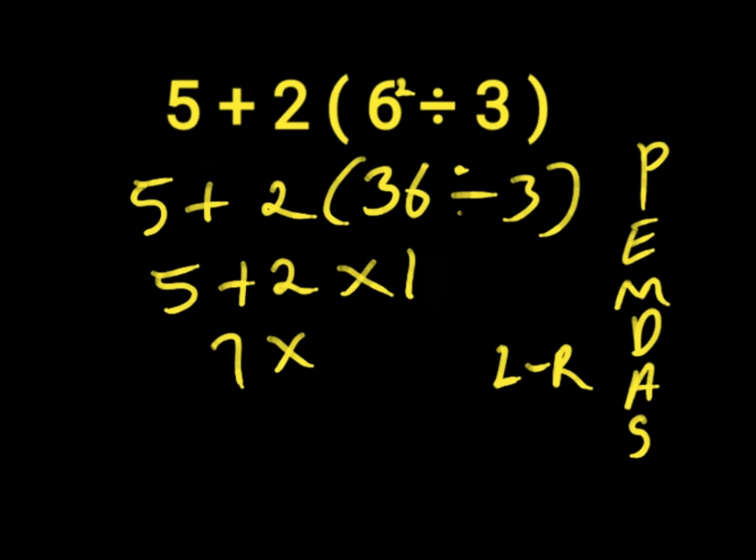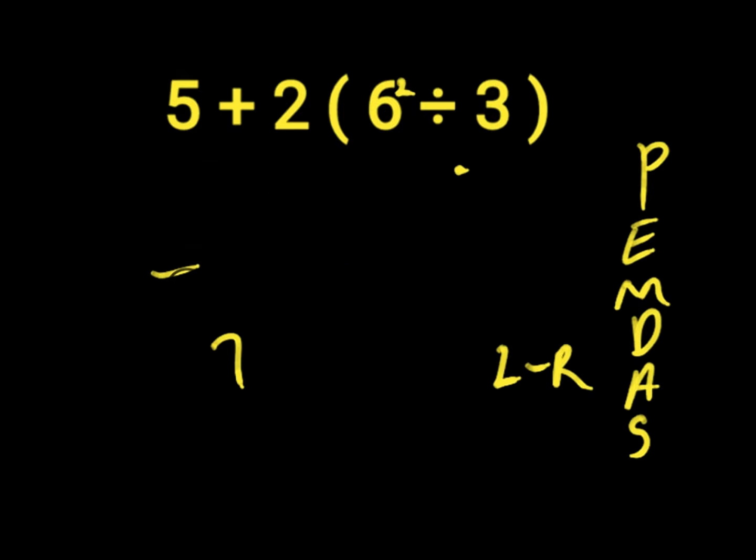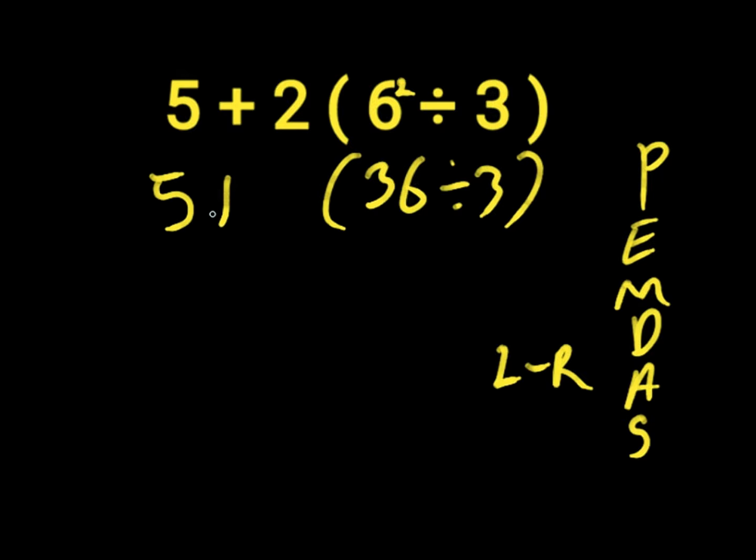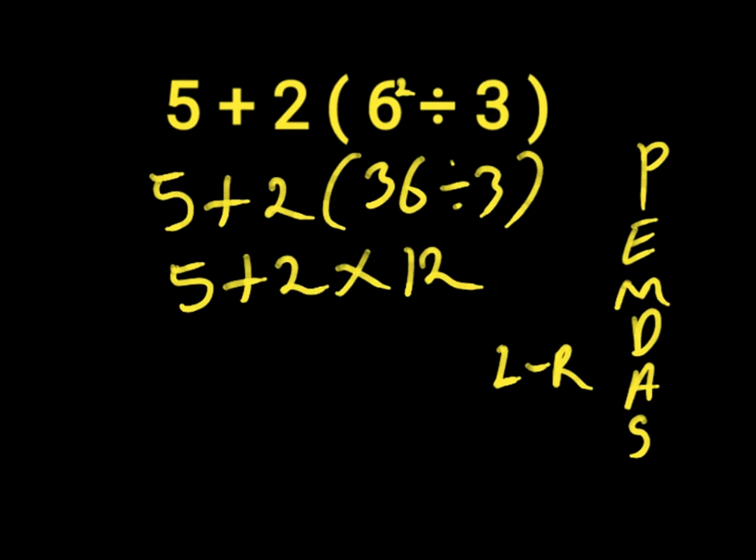So let's dive into the right answer to this question. First of all, we solve our parentheses, which is 6 raised to the power of 2 divided by 3. So 6 times 6 will give us 36. Then 36 divided by 3. Then we'll bring down 5 plus 2. 36 divided by 3 will give us 12. Then we'll bring down our 5 plus 2 times 12.